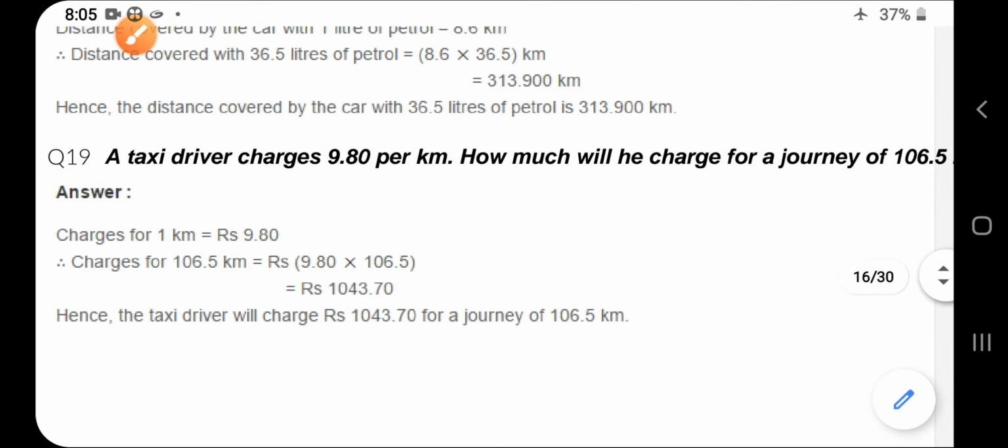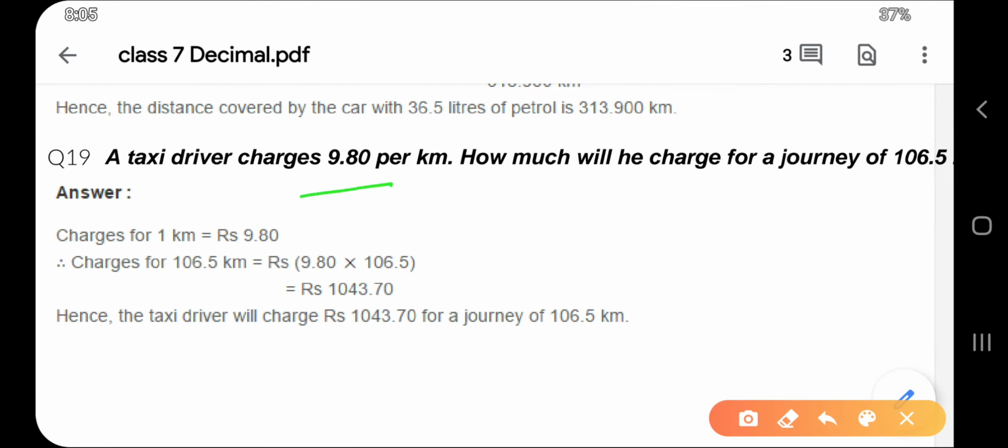Now 19th and the last question of this chapter. The taxi driver charges rupees 9.80 per kilometer. How much will he charge for a journey of 106.5 kilometer? So 1 kilometer costs rupees 9.80, so the distance of 106.5 kilometer will charge this much. That's it. Do all the questions of this chapter in a proper way. Thank you everyone.